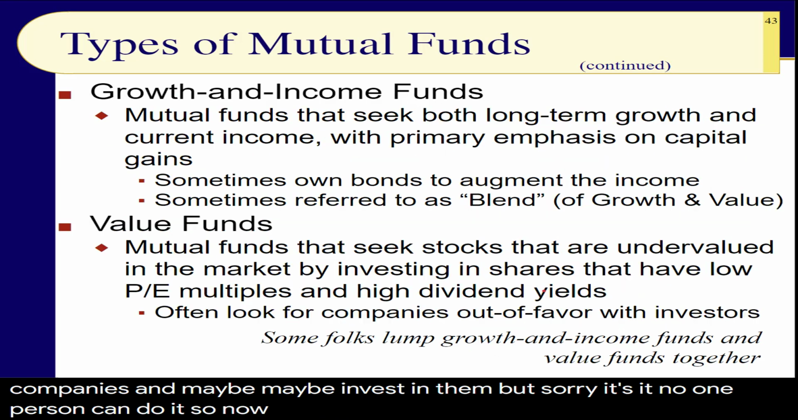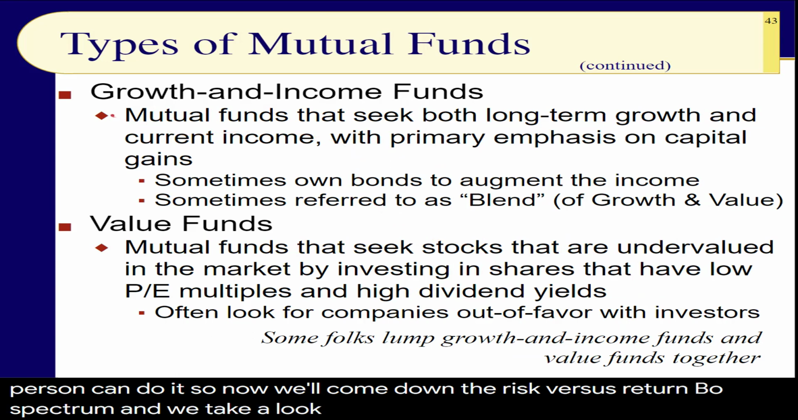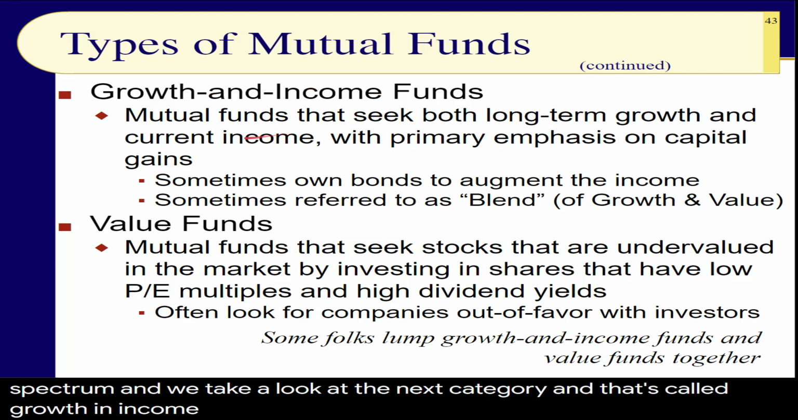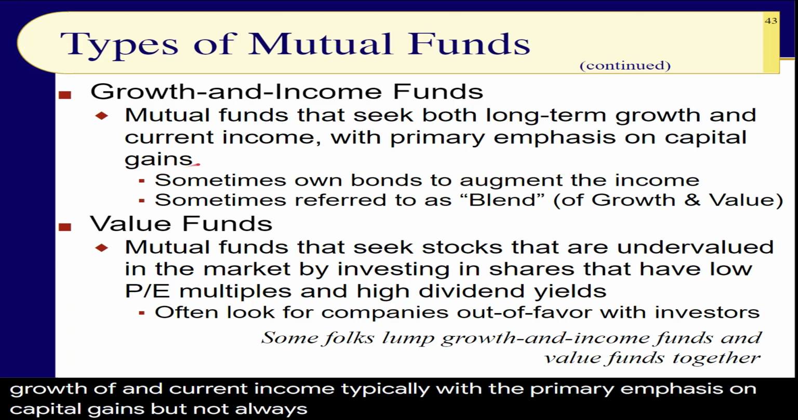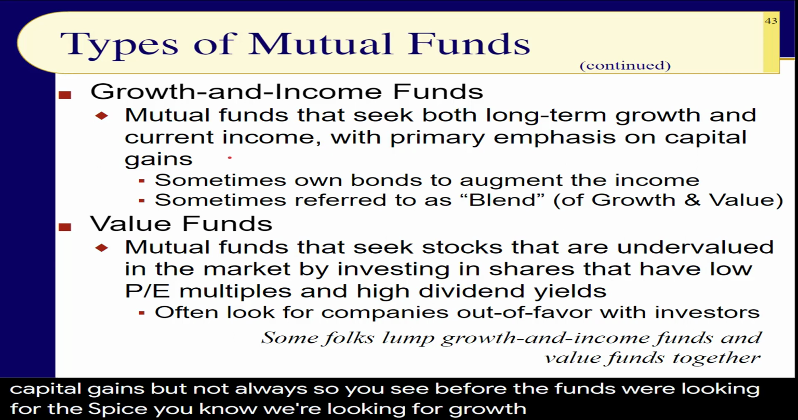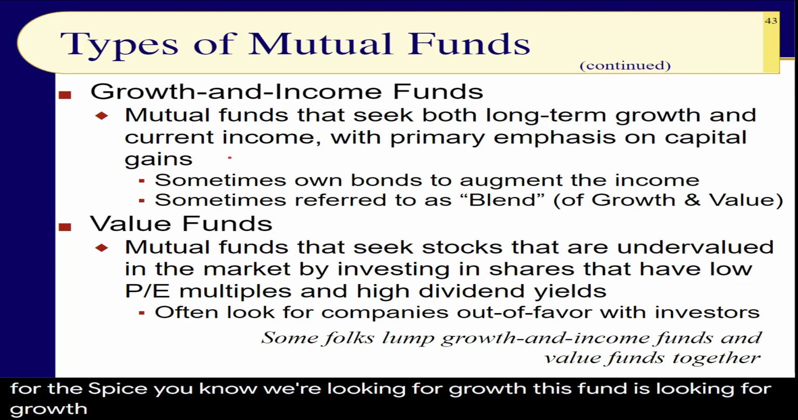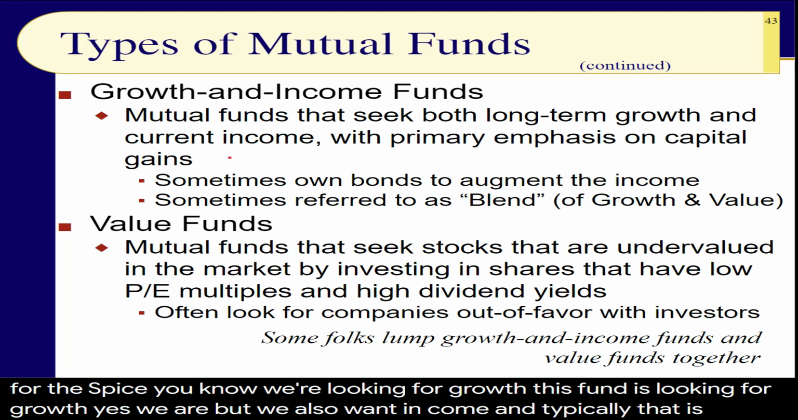So now we'll come down the risk versus return rainbow spectrum, and we take a look at the next category, and that's called growth and income. These are mutual funds that seek both long-term growth and current income, typically with a primary emphasis on capital gains, but not always. So you see, before, the funds were looking for the spice, we're looking for growth. This fund is looking for growth, yes, we are, but we also want income. And typically that is dividends.